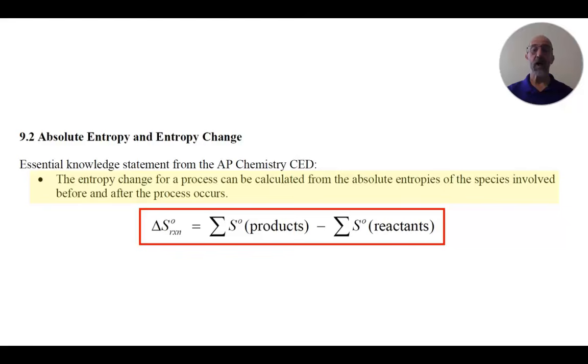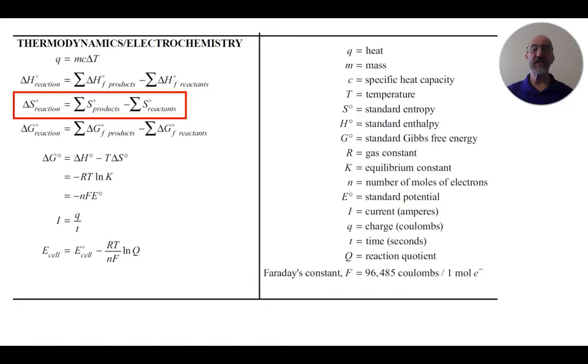The sum of all of the absolute molar entropies for the products minus the sum of all of the absolute molar entropies for the reactants, that will give you the value of delta S for the reaction represented by that particular equation that you are given. And you can see on the AP Chemistry Equations and Constant sheet in the section entitled Thermodynamics and Electrochemistry, there is that equation for delta S involving products minus reactants.